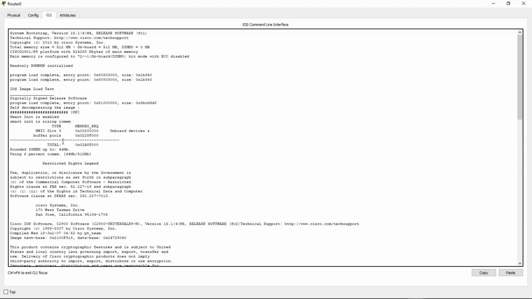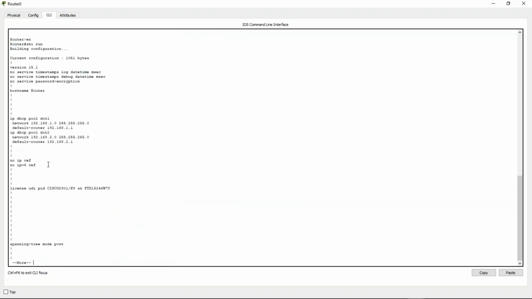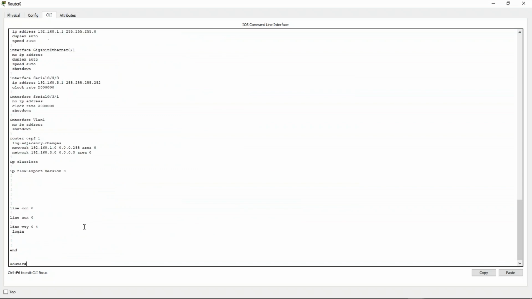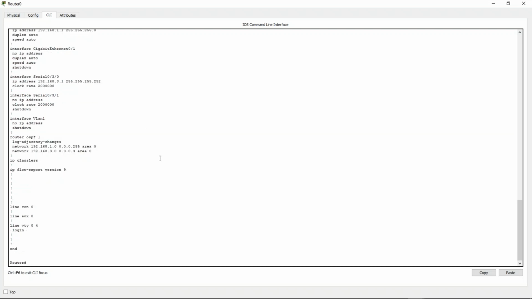Where's the routing protocol? Okay, so you can see I'm using OSPF. I configured OSPF, I didn't do it statically. And another way you can find that out is if you just go show ip route.